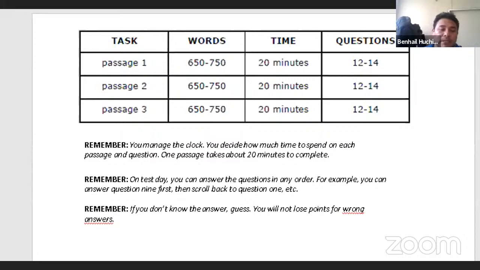So this reading section is the first section on the TOEFL test. It's about 1 hour, because there are three passages of about 20 minutes each. This section measures your ability to read academic passages and answer questions about them.